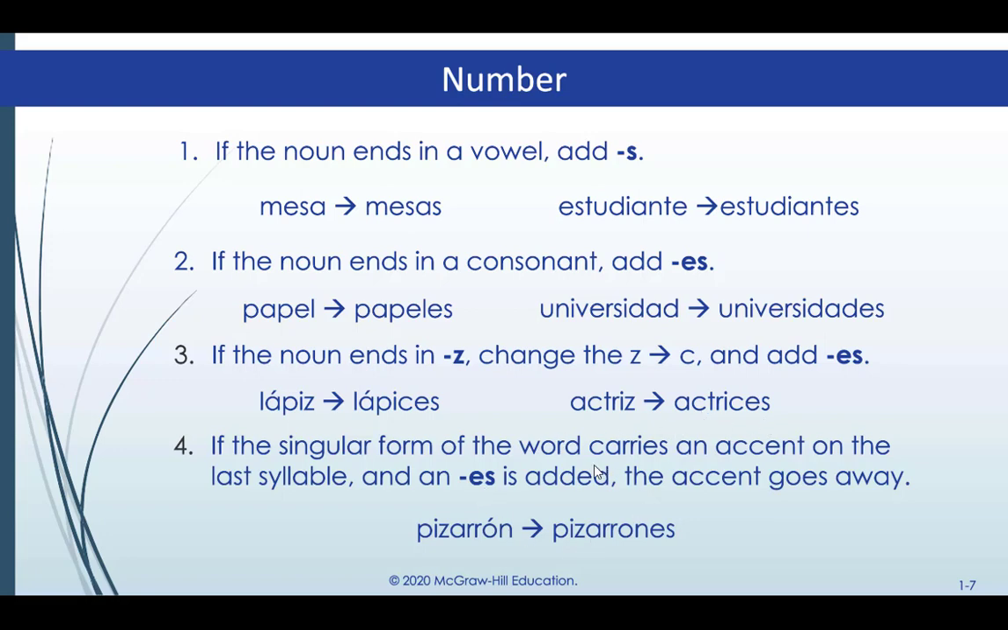And now this is about the accent mark. If a word has an accent mark on the last syllable, like pizarrón, the blackboard, when you add the ES, since it ends in a consonant, the accent goes away, just so you know. So these are the two main rules: if it ends in a vowel or if it ends in a consonant. The rule for Z is a strange one that doesn't happen too often.